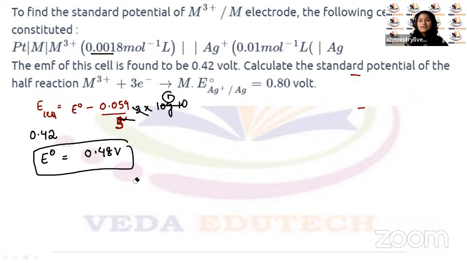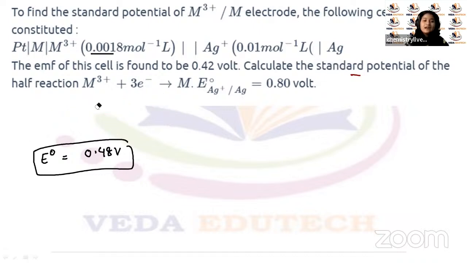This is what you are going to get. You are going to get the E naught as 0.48 volt. Okay, so we found out this by using the Nernst equation. But is this thing asked to us in the question? This is not asked to us in the question. Then what is being asked to us in the question?